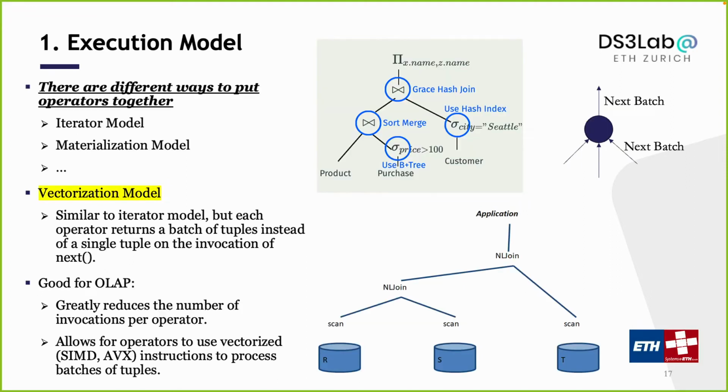So these are the 3 different ways of actually running things. And then in practice, there are actually more. So in this lecture, let's assume we are going to do this in the iterator model, because that's a little bit easier for us to reason about.